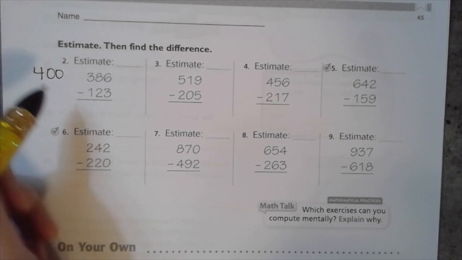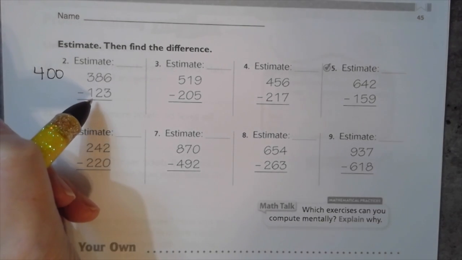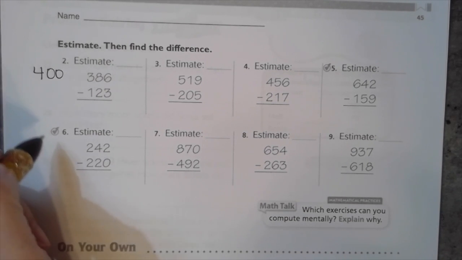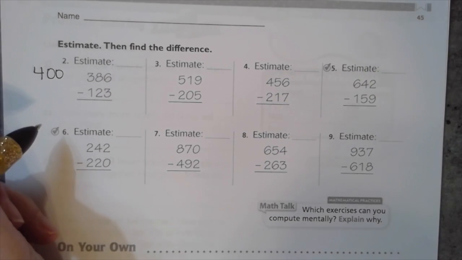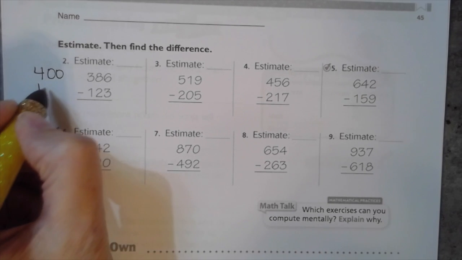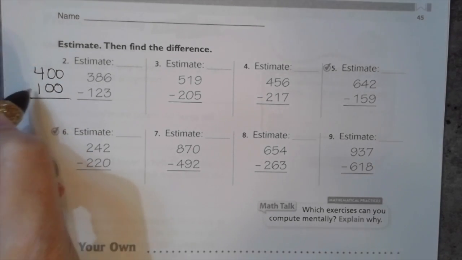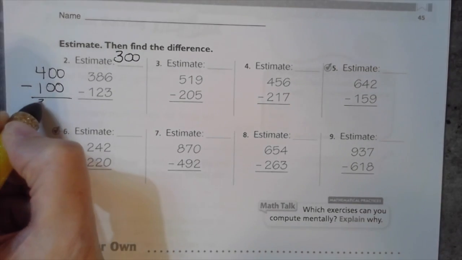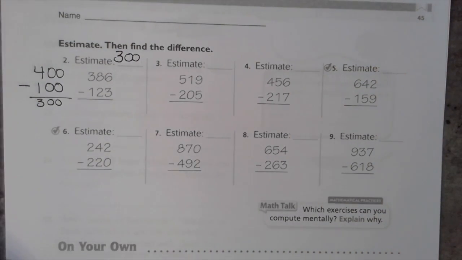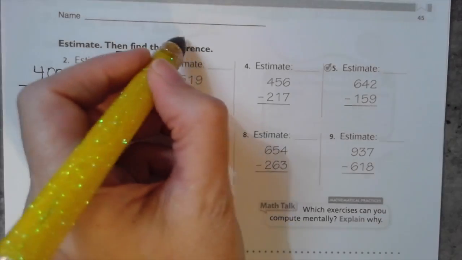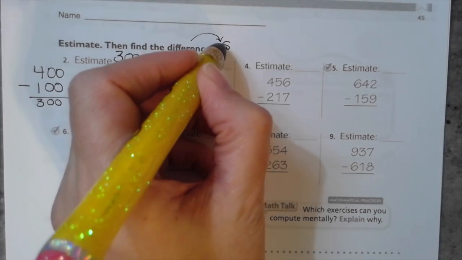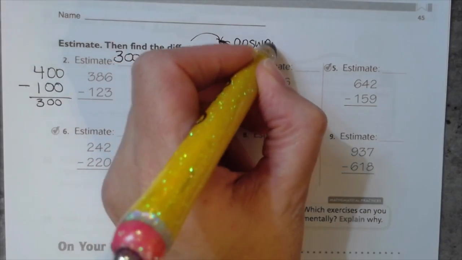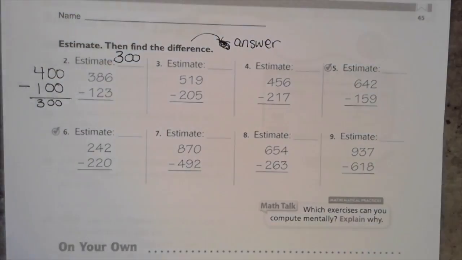400. What if I'm rounding 123 to the nearest 100? What would it be? What is it, class? 100. Okay, so 400 minus 100 is 300. So that's my estimate. But that's not my difference. Okay, the difference, remember, is the answer. Whoops, Miss Wise can't spell today. All right, now let's actually find the answer.